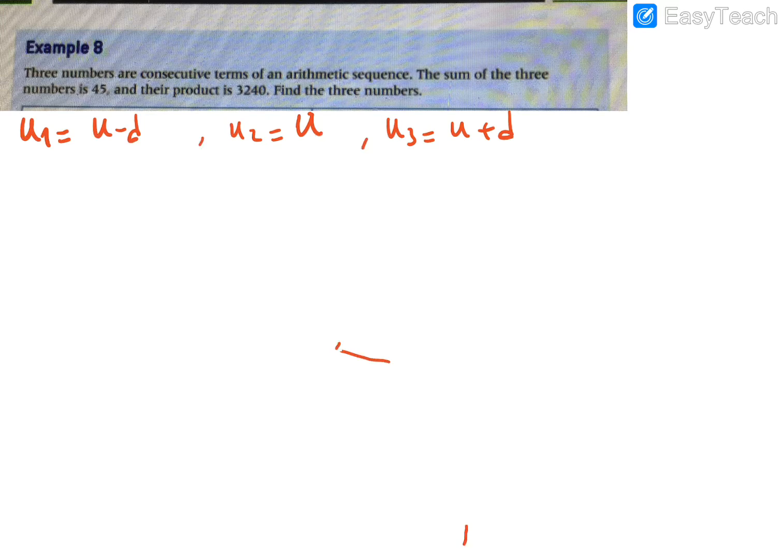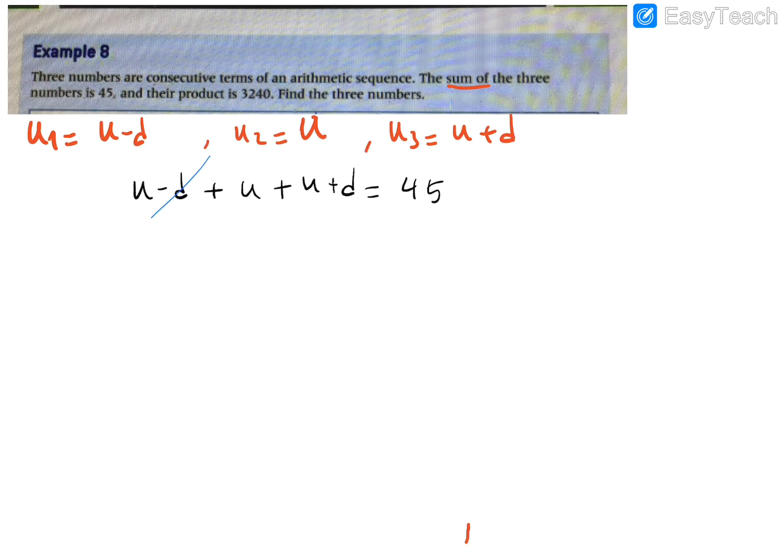Okay, it says the sum of the three numbers is 45. So let us just add them up and see what happens. So u minus d plus u plus u plus d, which is given as 45. Can I simplify some of these before I move? This one is plus d, by the way, I forgot. So minus d will cancel with plus d, and from here you will have 3u equal to 45. So u will be 15.